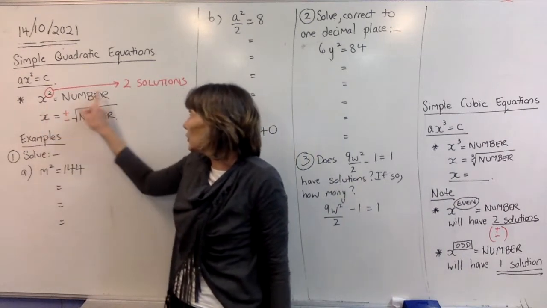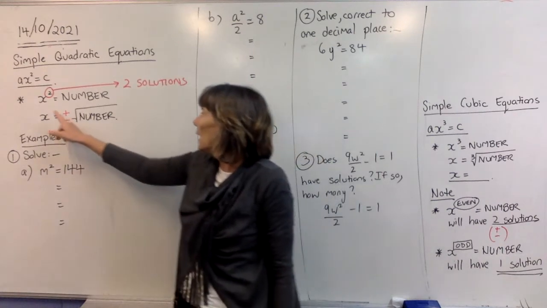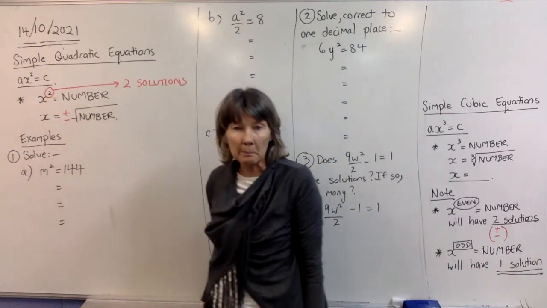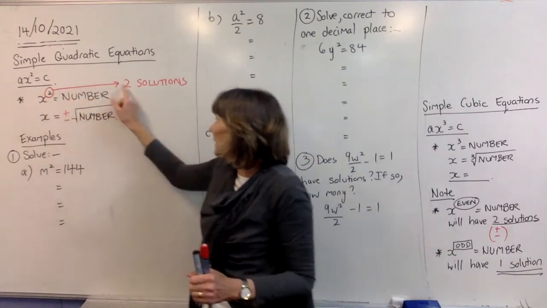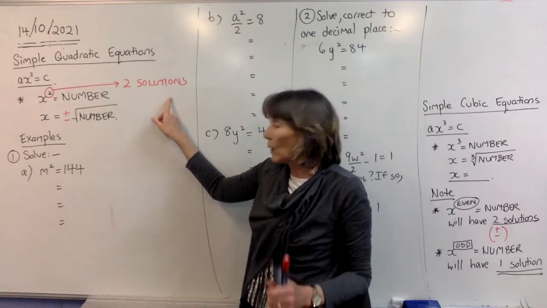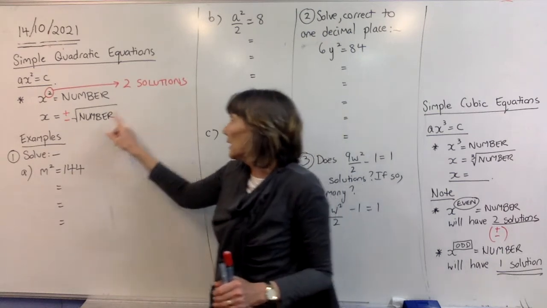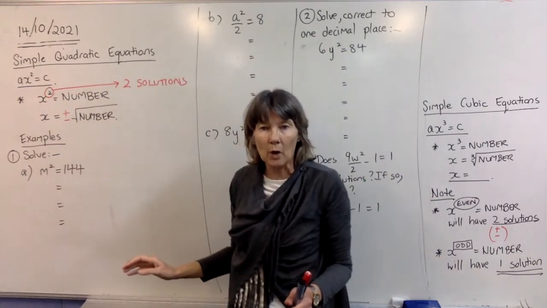Alright, so I just want to show you one thing here that will influence all our answers. If you have x squared equals a number, I want you to remember that that little 2 there is an indication that you will get two solutions. Now the way you get your two solutions is, you're always going to get rid of the squared when you want to solve the equation.